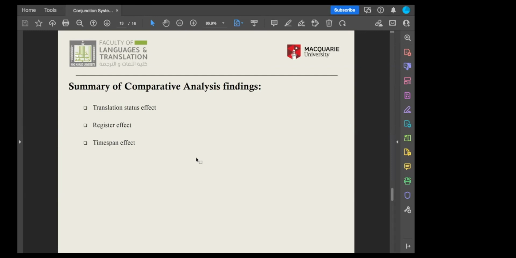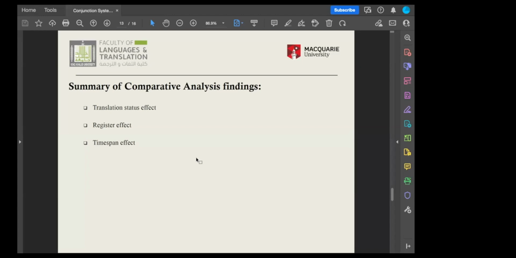Regarding the register effects, the effects of register in this analysis are by far the strongest among all other factors. That confirms the importance of register in identifying the role of translation in changing conjunction preferences. Many translation effects cannot be achieved unless we take the register effect into account.